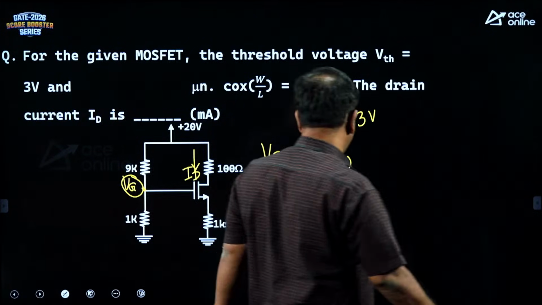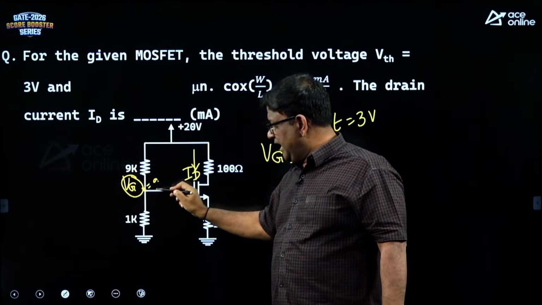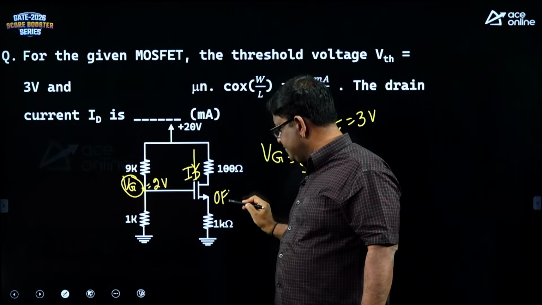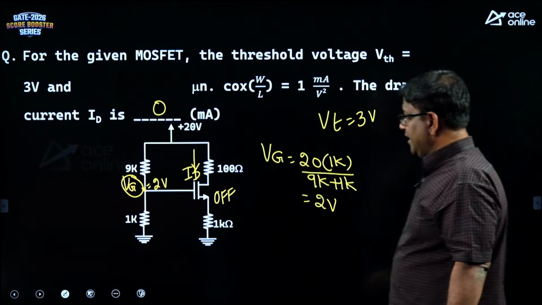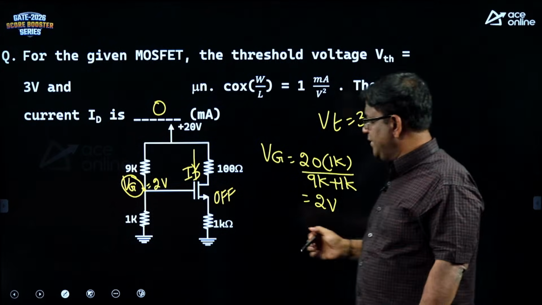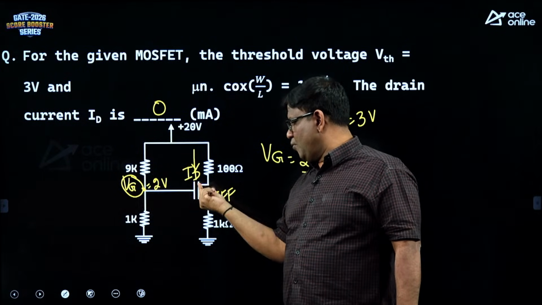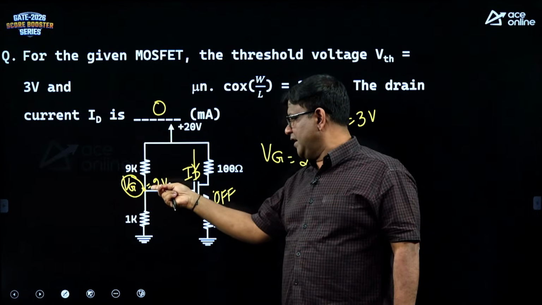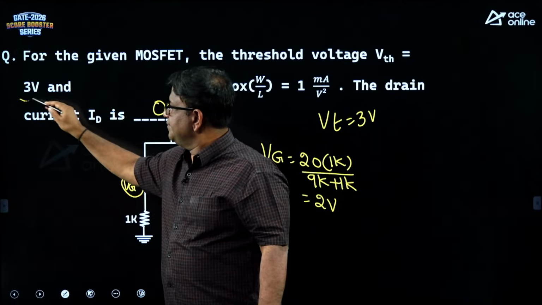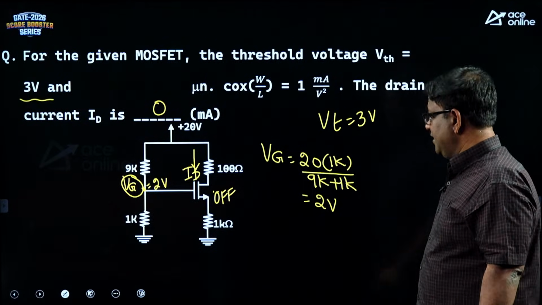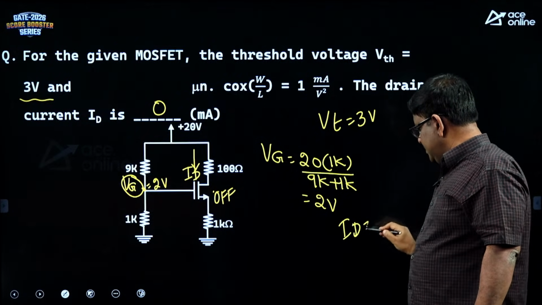Now, please just wait a minute. VTH is given as 3, but the gate voltage is only 2, meaning this MOSFET is in off state. When the MOSFET is in off state, the drain current ID will be 0. There is no question of calculation, because for a BJT to be on, at least 0.7 you have to have, but for a MOSFET to be on, at least VT is needed. But the gate voltage happens to be only 2 volt. The threshold voltage is given as 3. So, that is the reason the drain current is 0, the MOSFET is in off state. So, your ID is going to be 0.